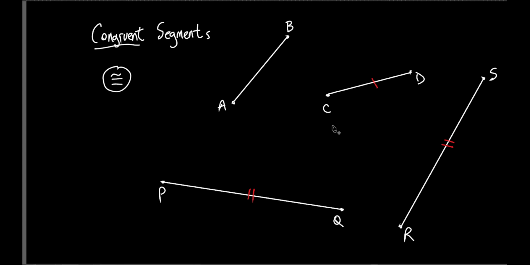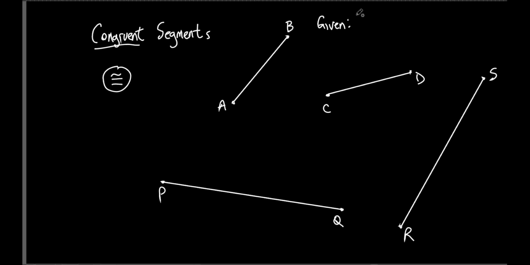Let's get rid of these. Here's a second way to show that these segments are congruent to each other. A lot of times they'll use the word given. Let's go back to white. You'll see this. It's very, very common in geometry.